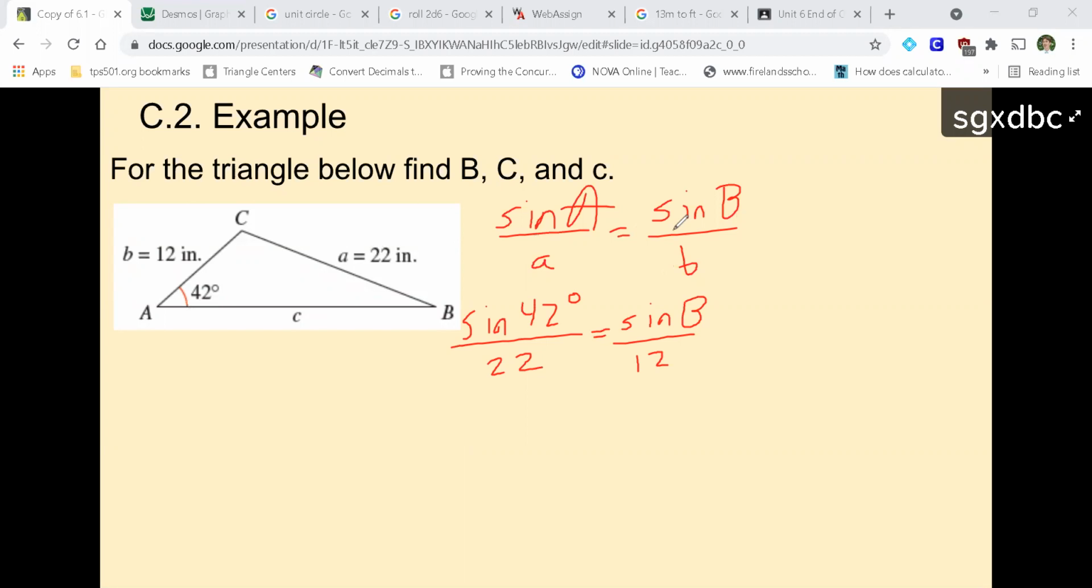To solve this for B, there are 2 steps. I need to get rid of the 12. I need to get rid of the sine. How do I get rid of the 12? Multiply. So the sine of B is 12 times sine 42 degrees over 22.